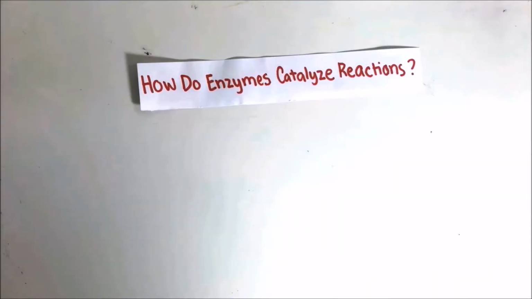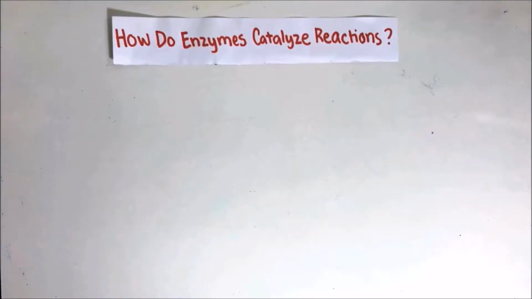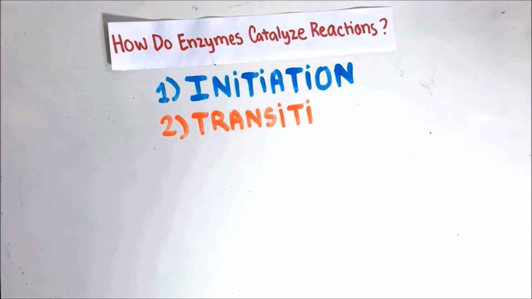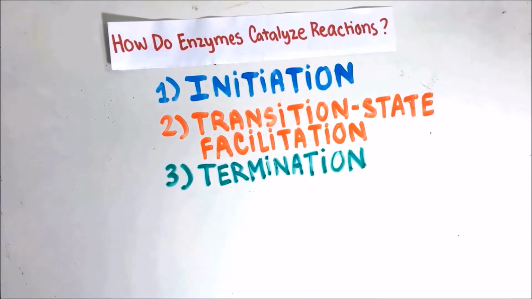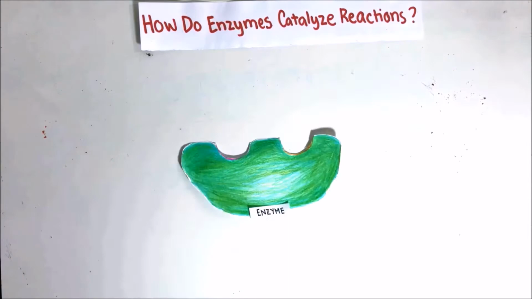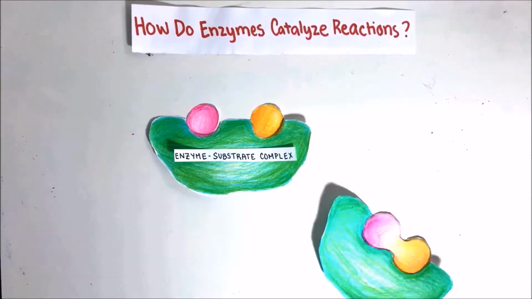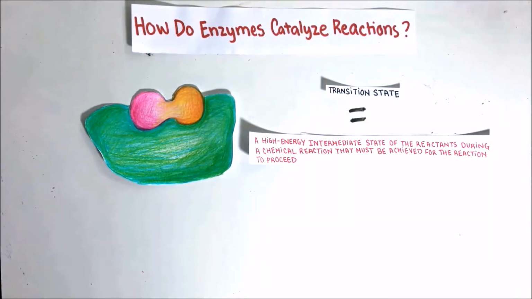How do enzymes catalyze reactions? There are 3 steps in this process: initiation, transition state facilitation, and termination. The first step is initiation. The enzyme precisely orients the substrates as they bind to the specific locations within the active site, forming an enzyme-substrate complex. The second step is transition state facilitation.